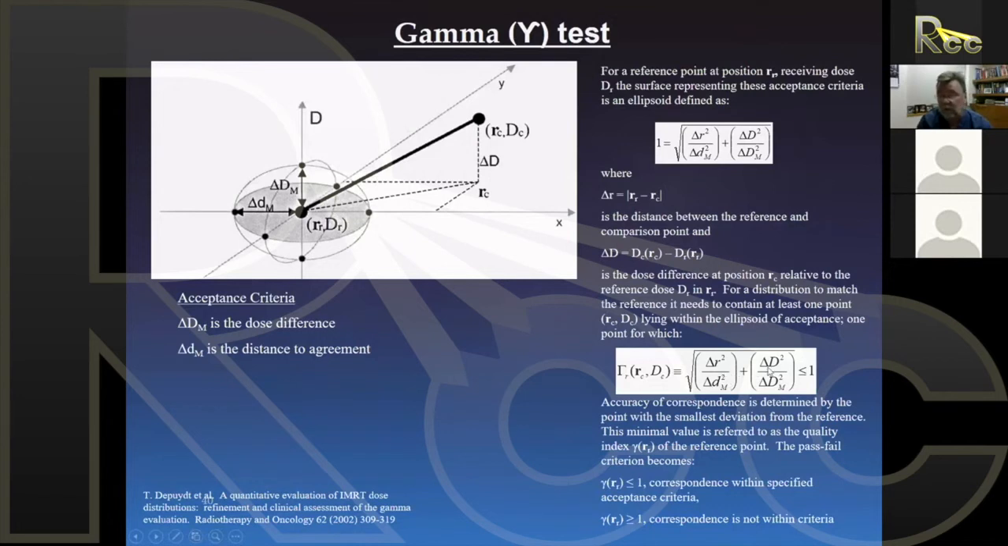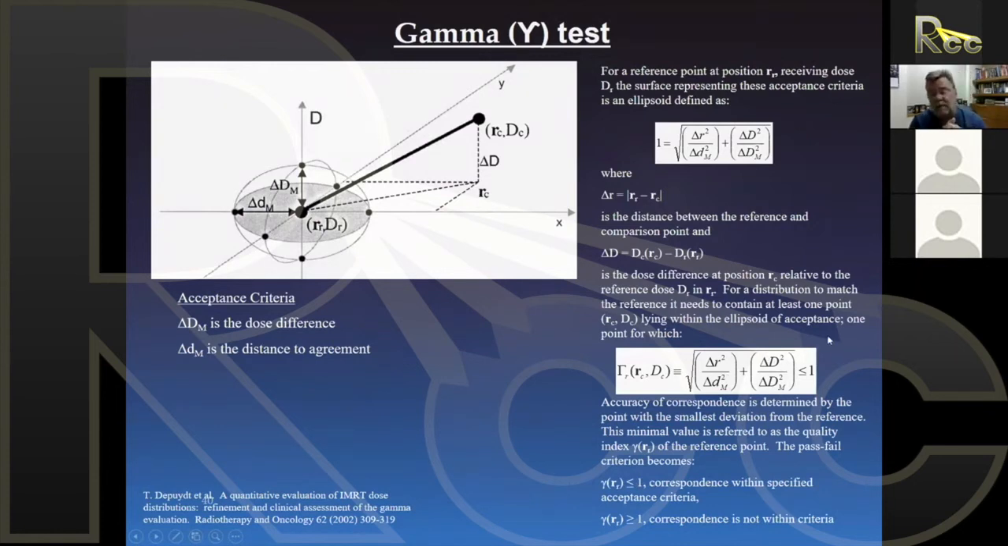Both of them cannot be one, obviously, or we're outside of our criteria. One of them can be one and one of them can be zero. But other than that, in order to meet these criteria and have less than one, so we're acceptable, greater than one, we're not acceptable, these both need to be less than one.